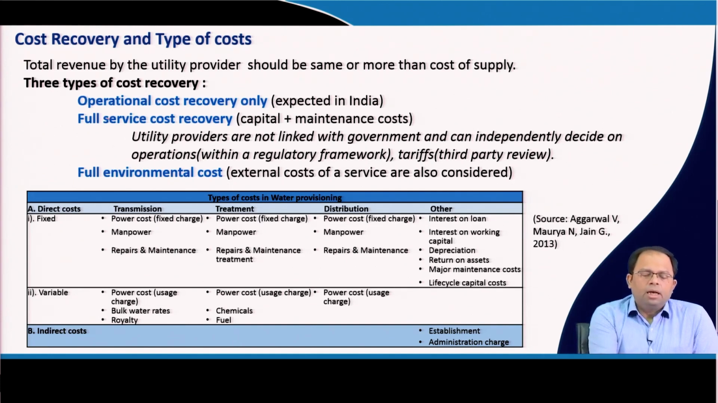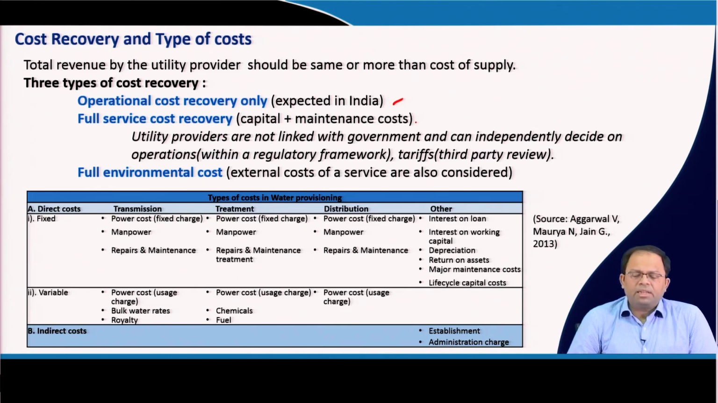Out of that, the operational cost recovery only model means we are not concerned about the capital cost. Capital cost would be a one-time cost given as a grant by the state government or the central government, whereas the operational cost recovery part has to be taken care of by the service providers, and this is expected in Indian conditions. As per the SLBs, you have seen 100% cost recovery, but that is for operational cost recovery. But full service cost recovery, which includes both the capital and maintenance cost, is the eventual target.